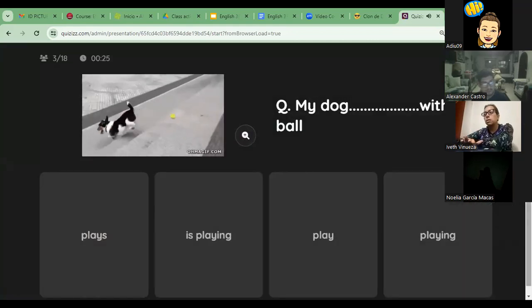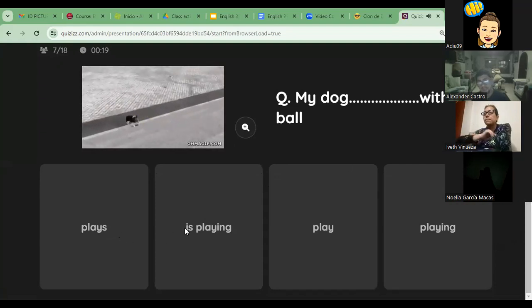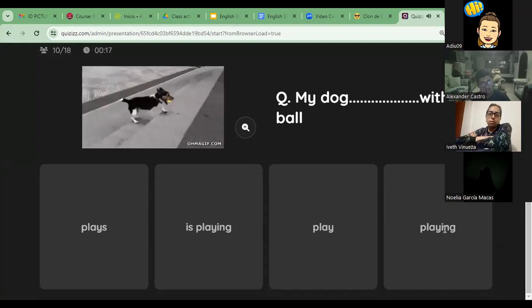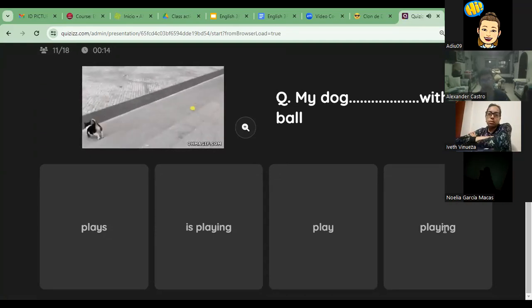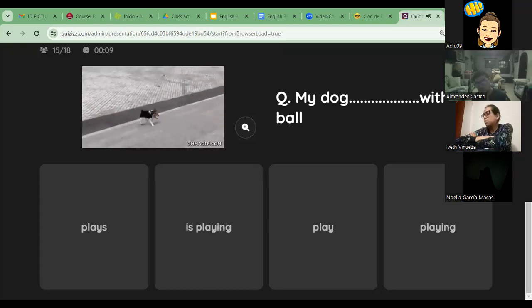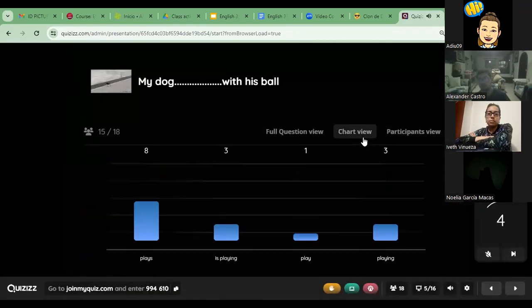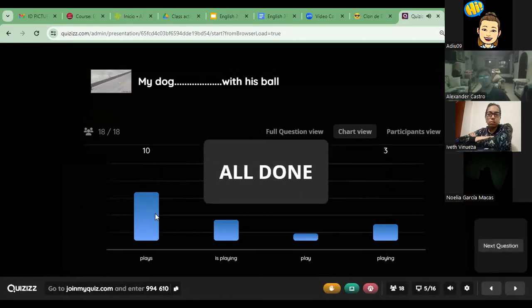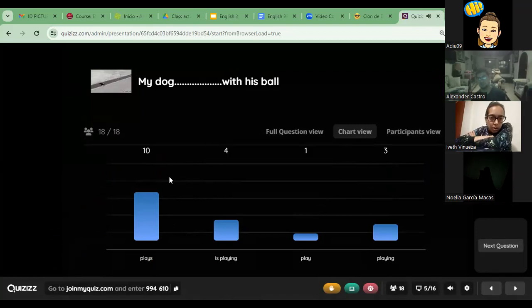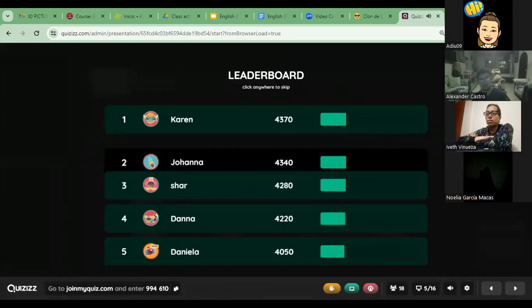My dog with his ball. Play, is playing, play or playing. We're talking about one dog. Time, place, right? Because we're talking about one dog. Tercera persona, singular. Place. Good. That's the leaderboard. Next question.